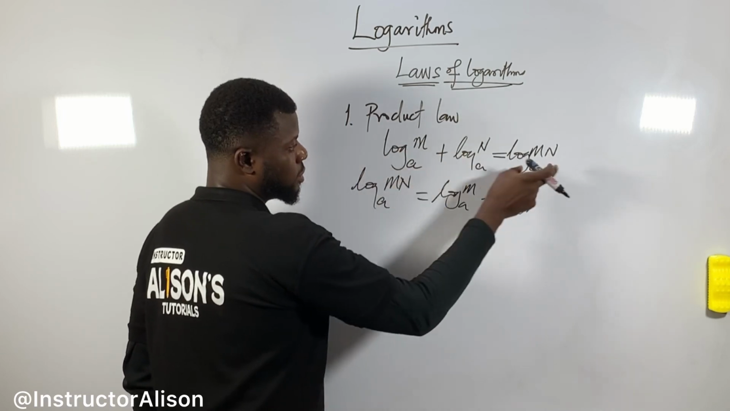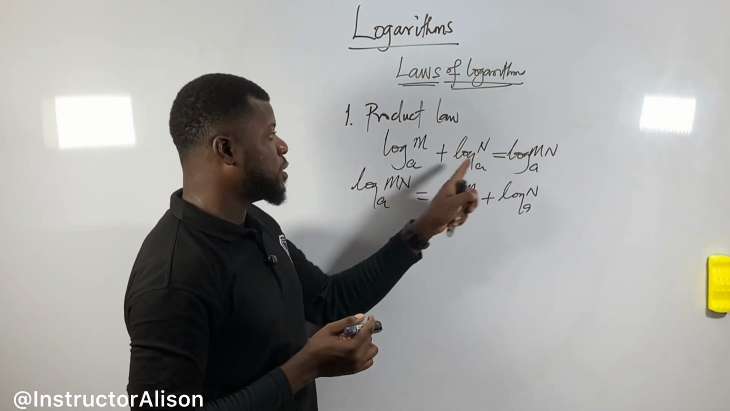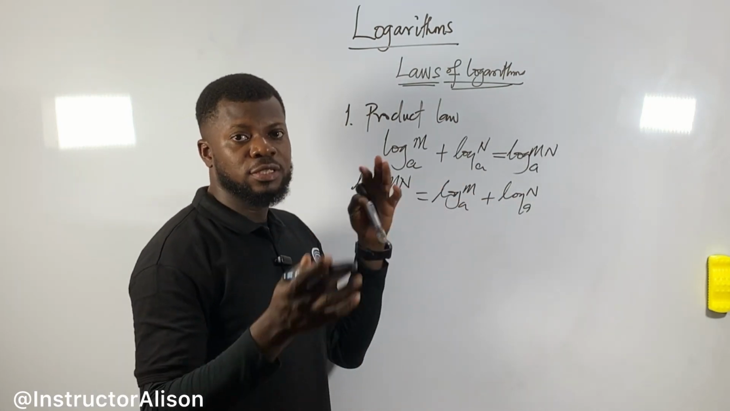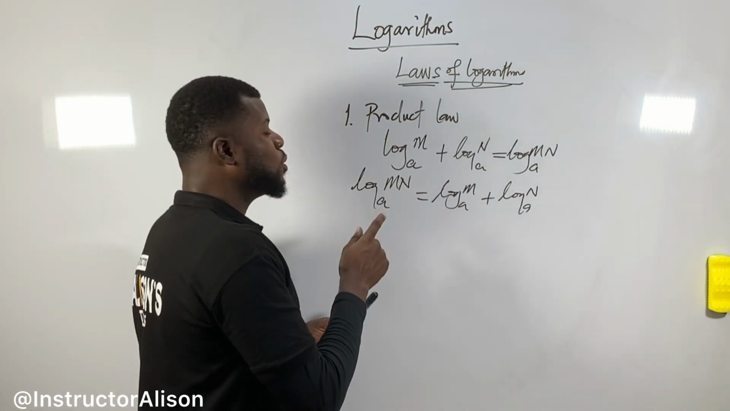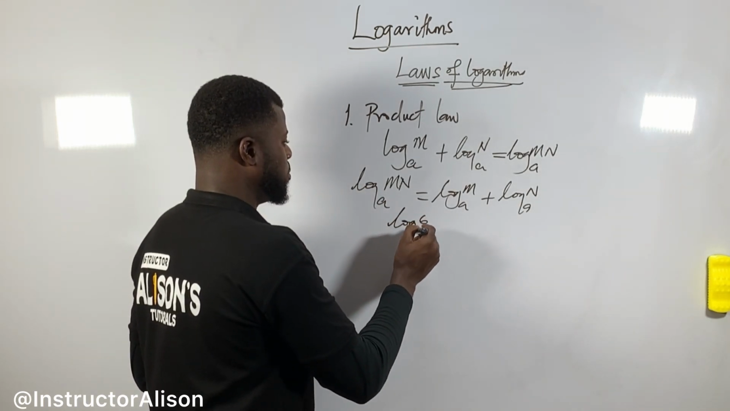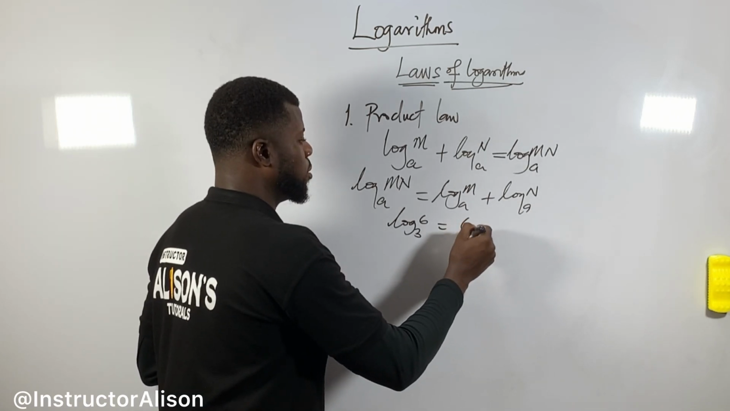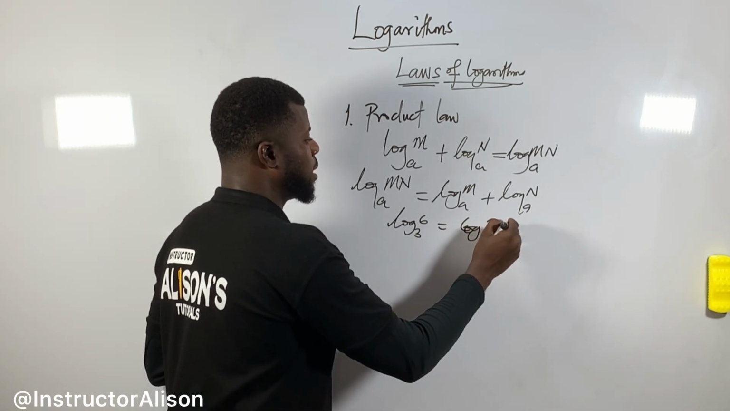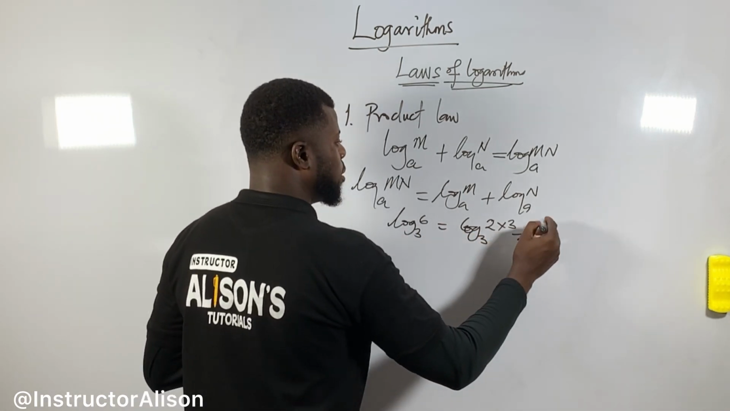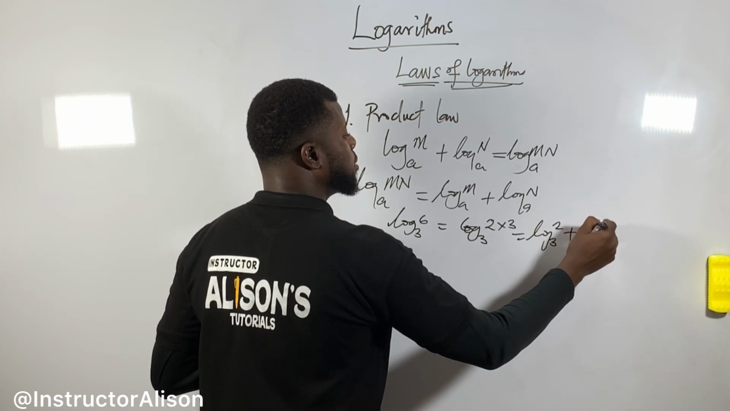So that means if you see them in this form, I just reverse them. Sometimes they give you log 6. If they give you log 6 to base 3, what you go do? Just say log of 2 times 3 to this same base 3. You can split this one to be log 2 base 3 plus log 3 base 3.